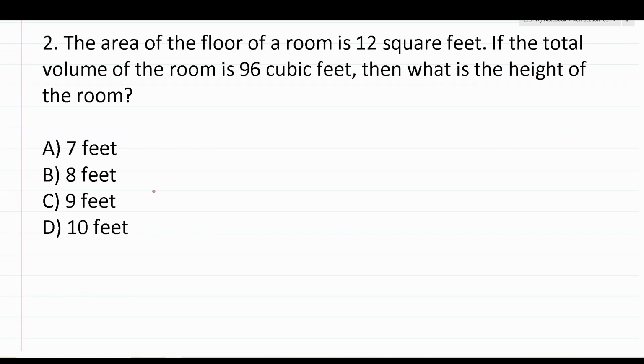All right, so number 2 says this: the area of the floor of a room is 12 square feet. If the total volume of the room is 96 cubic feet, then what is the height of the room? All right, so in this case, we were given some information, notably that the volume of our room is 96 cubic feet. And in addition, we were told that the area of the floor of our room is 12 square feet. So for a problem like this, it might be helpful to quickly make a sketch if you need it. And of course, we're dealing with another rectangular prism, so let's make one of those very quickly.